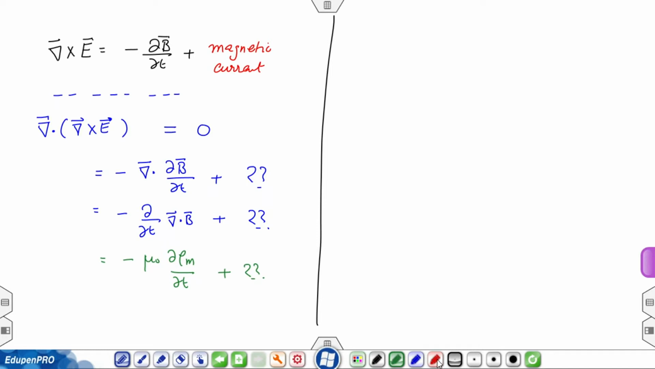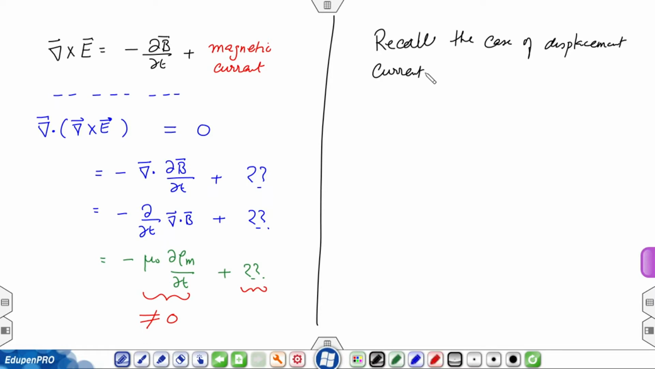And this one in a time dependent situation is not necessarily 0. So, I have to add something to satisfy the mathematical identity, because the left hand side no matter what is going to be 0. This is what gave rise to displacement current earlier. So, let me just ask you to recall, there we had curl of B is equal to mu 0 j plus the extra term that I was looking for.